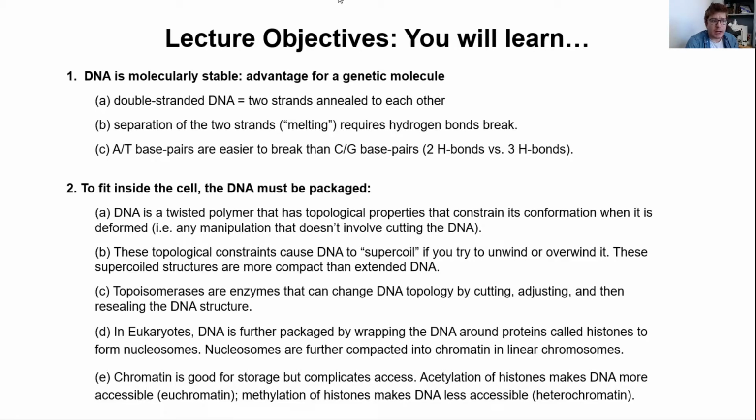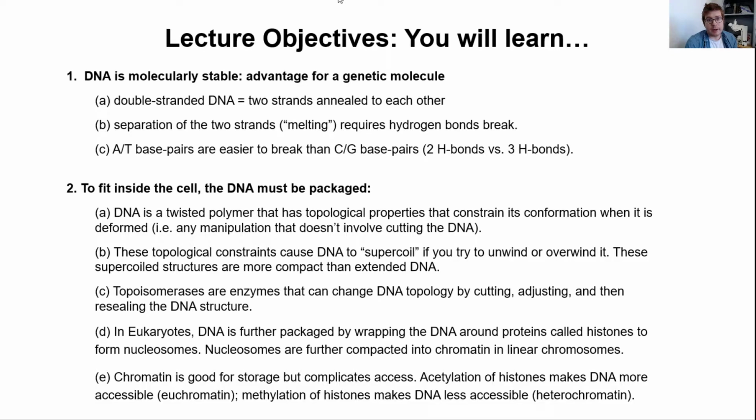And so, again, just as before, I'm going to post these learning objectives. If you can understand everything on these slides by the end of the lecture, you're in good shape. The key things we're going to be talking about today is one, the stability of DNA, why DNA is a better choice for storing genetic information than, say, RNA. And we'll talk a little bit about some ways of describing the stability of that structure.